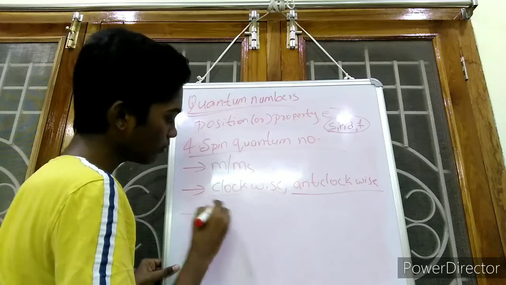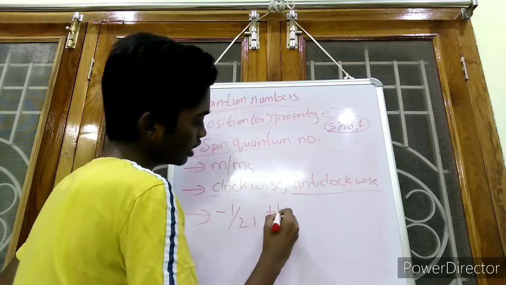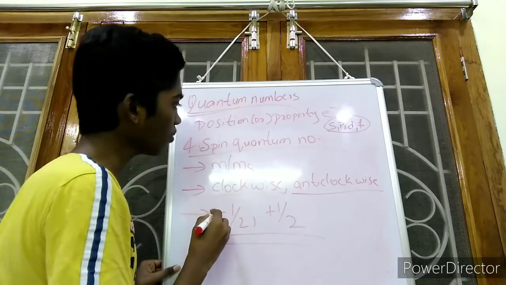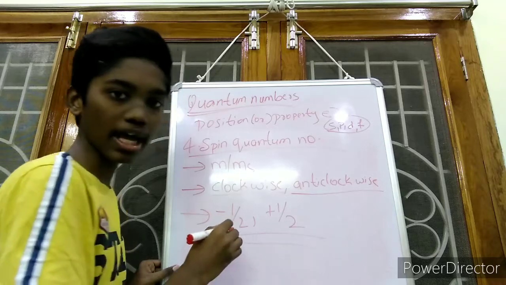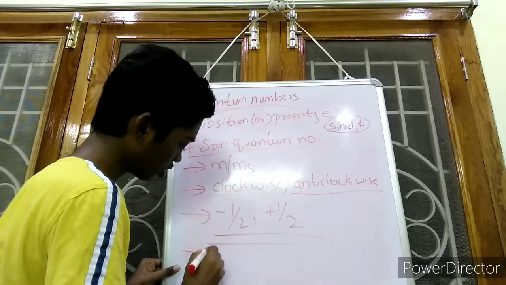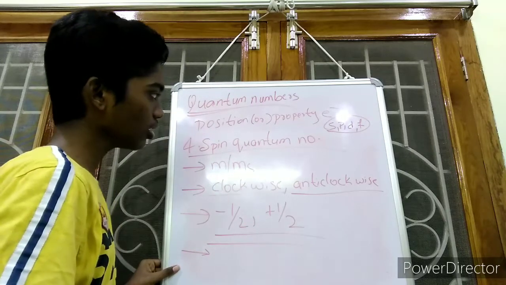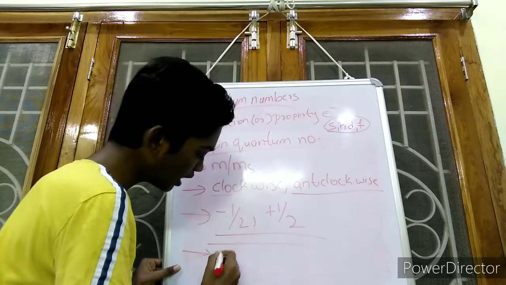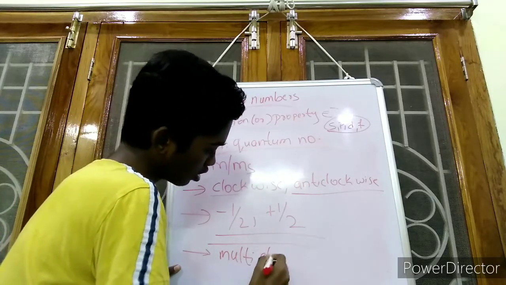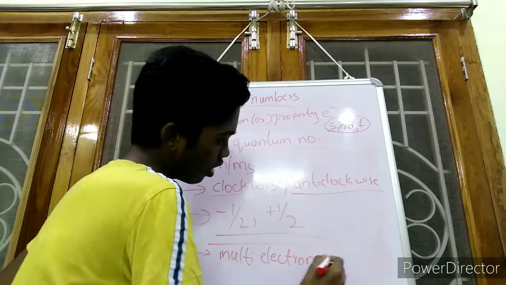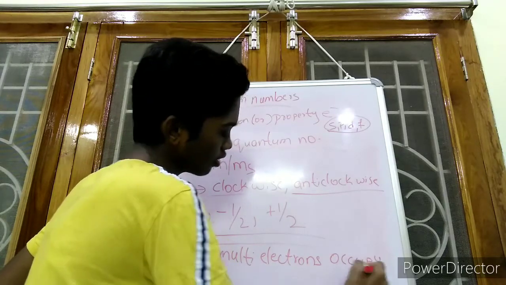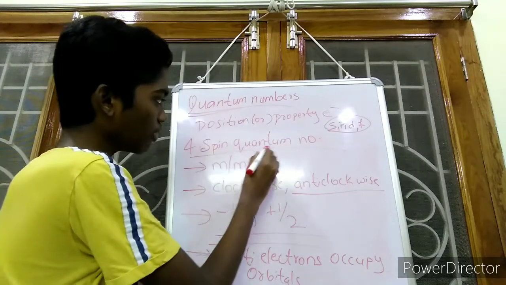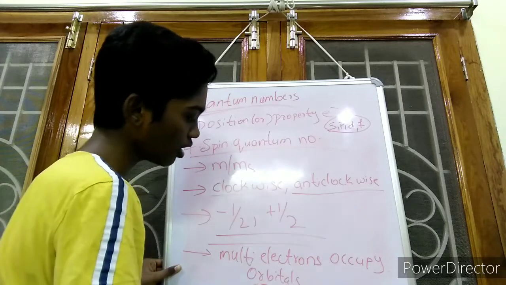These spin quantum numbers are represented by minus 1/2 and plus 1/2. If both values are positive, the electrons in an atom will move parallel. The spin quantum number plays a significant role when multiple electrons occupy orbitals. The importance of spin quantum numbers is seen when multiple electrons occupy orbitals.